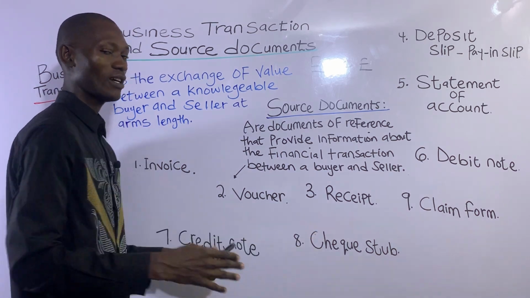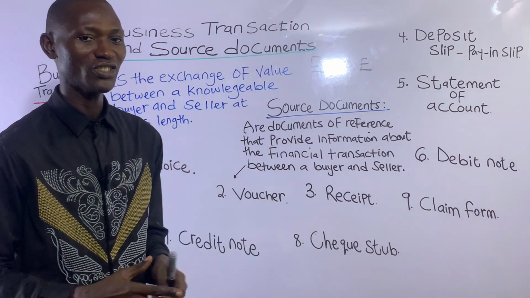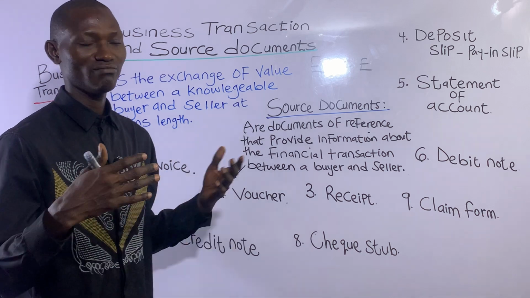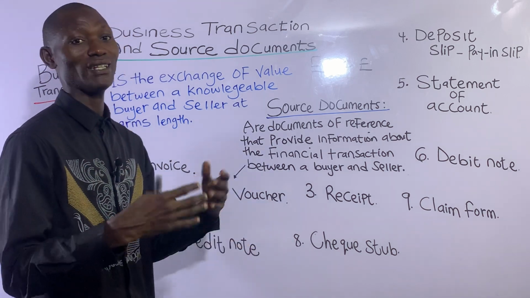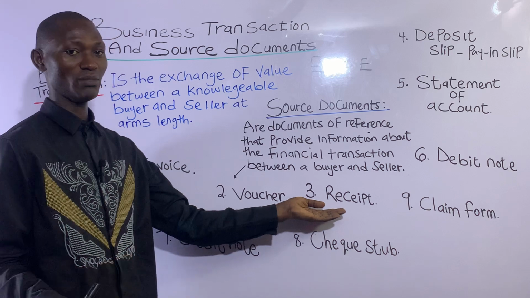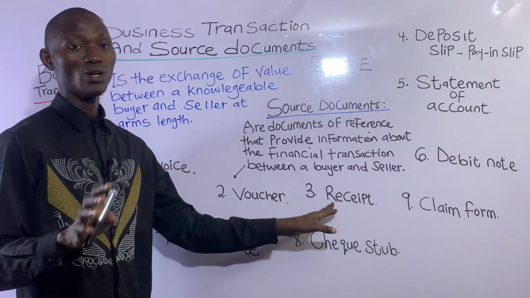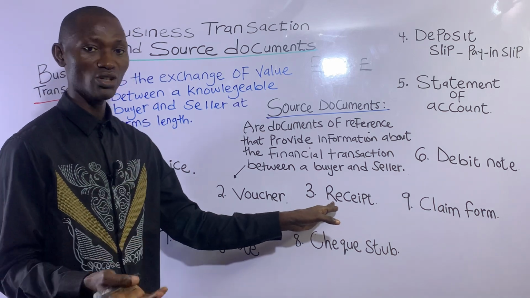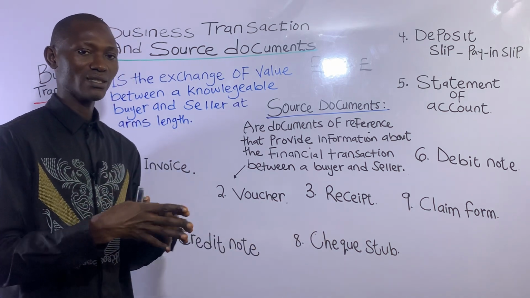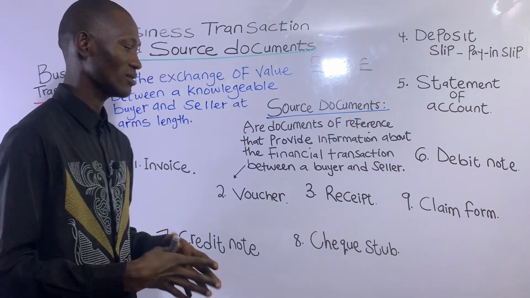I want to believe everyone watching has been given a receipt before or has seen a receipt before. So that's basically what a receipt means. It's the major source document in accounting or in bookkeeping that serves as proof of payment.